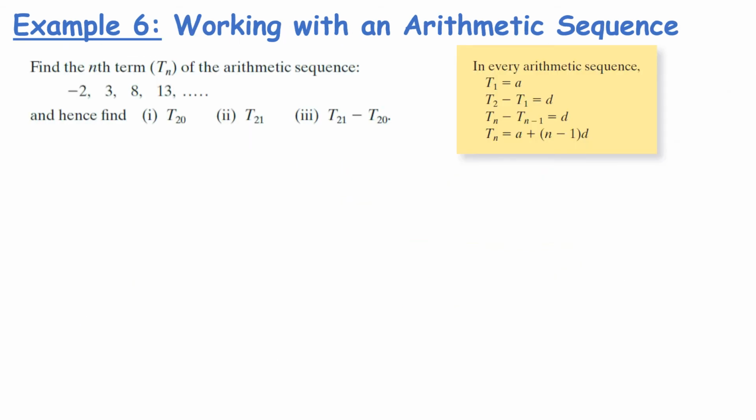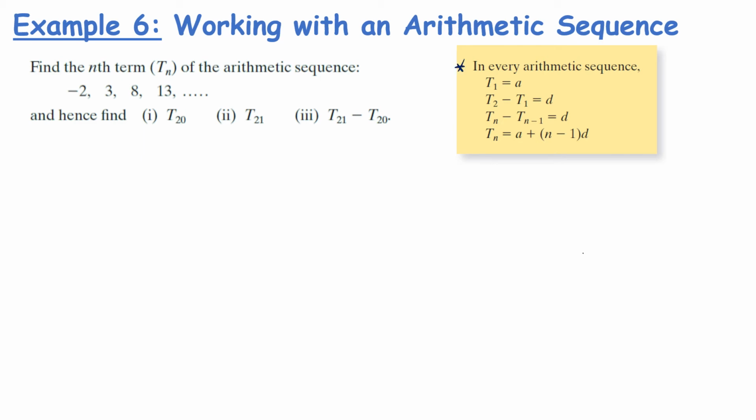So now we move into what would be more like the higher level style questions that we see. We're going to look at an arithmetic sequence here that is -2, 3, 8 and 13. And it wants us to find Tn, the nth term or general term of this sequence. And then it wants us to find T20, T21 and T21 minus T20.